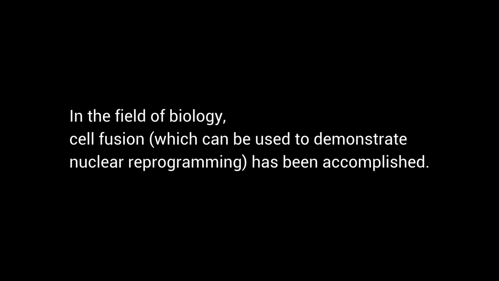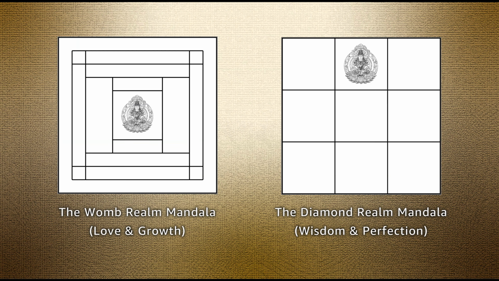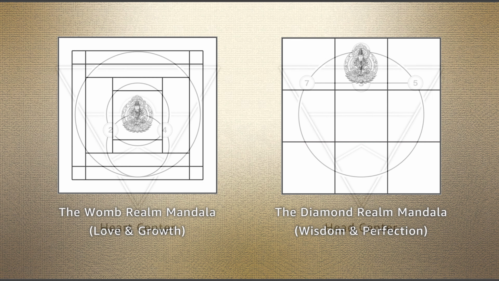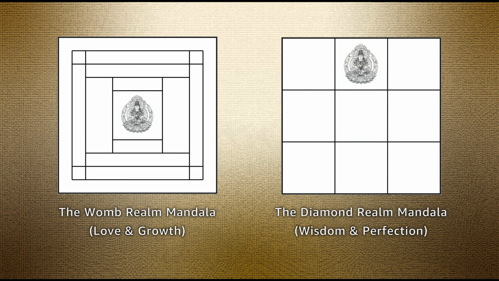In the field of biology, cell fusion, which can be used to demonstrate nuclear reprogramming, has been accomplished. But, in the field of physics, the technology of nuclear fusion has not yet been achieved. Nuclear fusion represents the fusion between the womb realm and the diamond realm. The womb realm and the diamond realm were discussed in the previous two modules, and the integration of the two realms can be seen as the solution to the hierarchy problem in our society. Details will be discussed in Module 7.